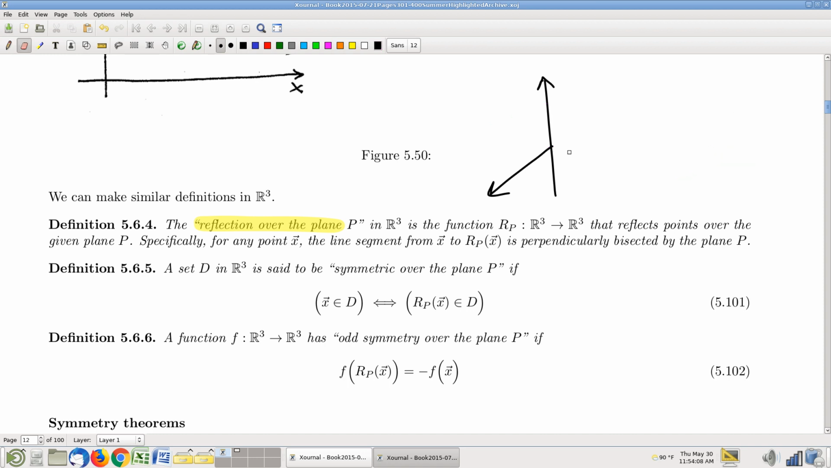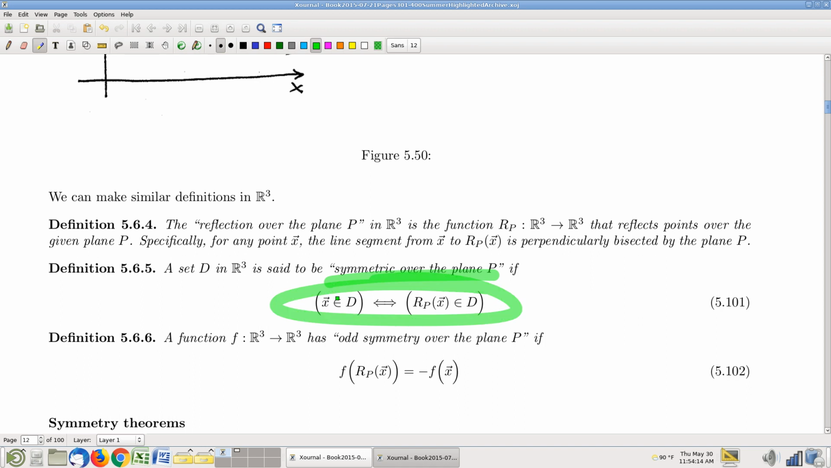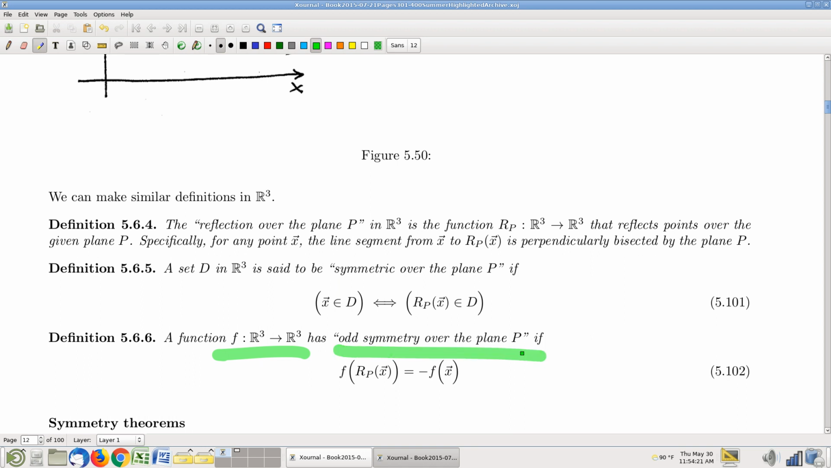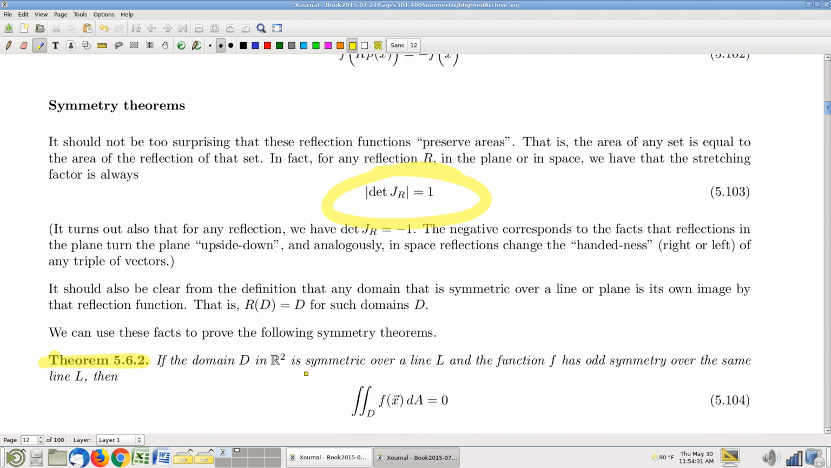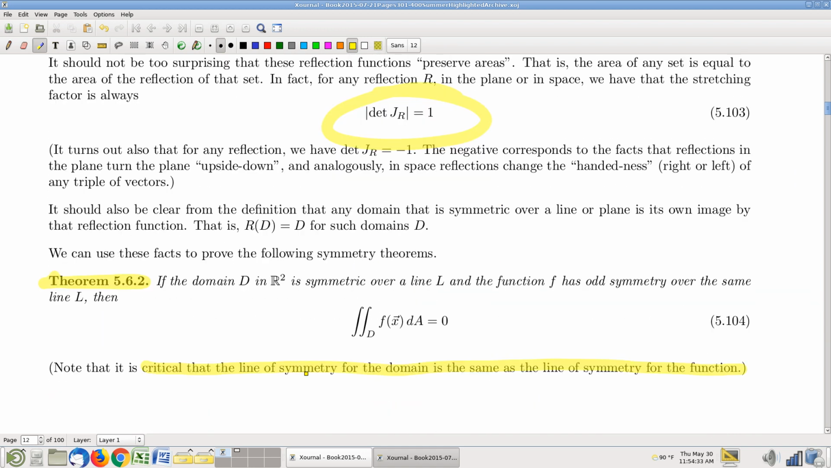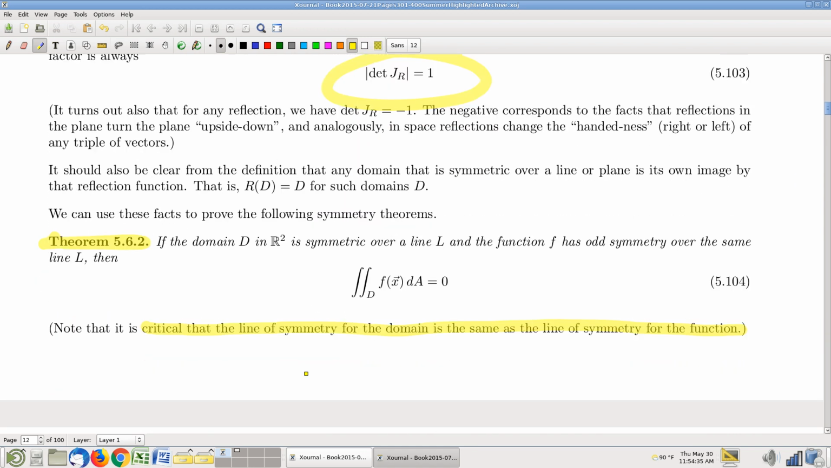And very similarly, a set is symmetric over the plane if, again, exact same thing, right? A function has odd symmetry over the plane, same deal: reflections give you a minus sign in the value of the function. Okay, so these are just definitions. With these definitions having been made, here is the big result.